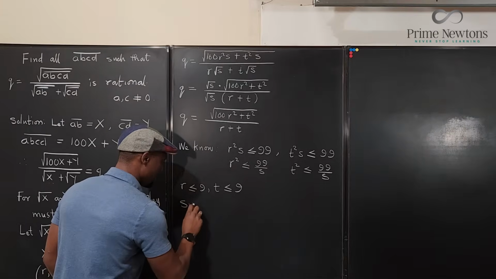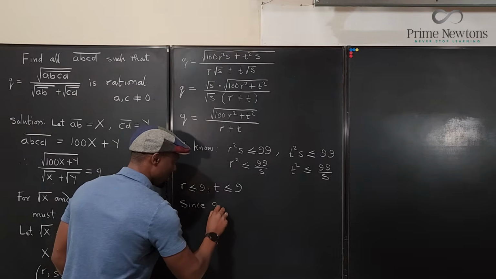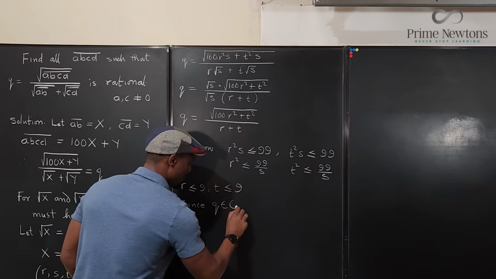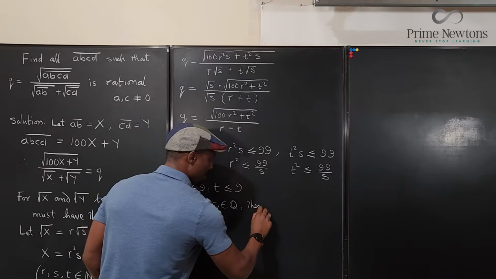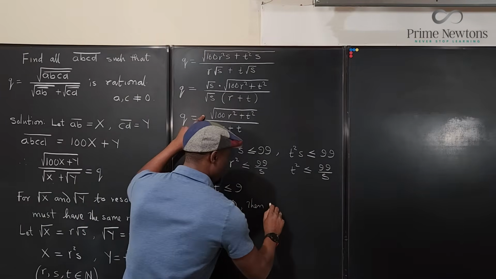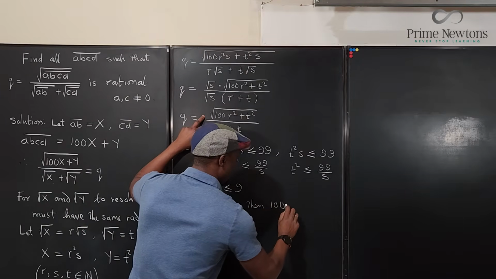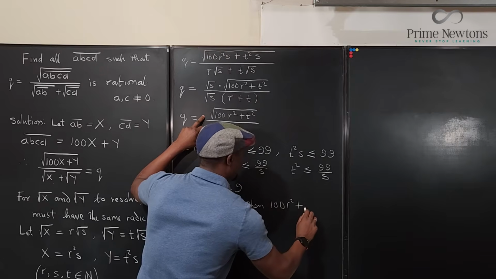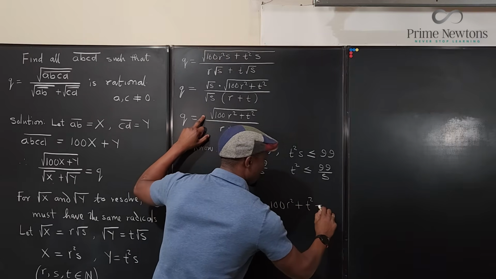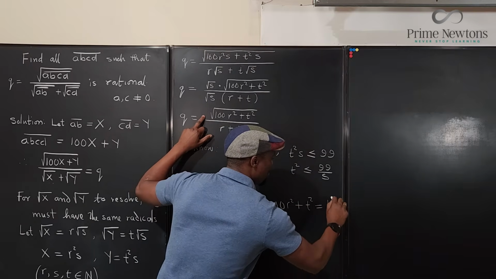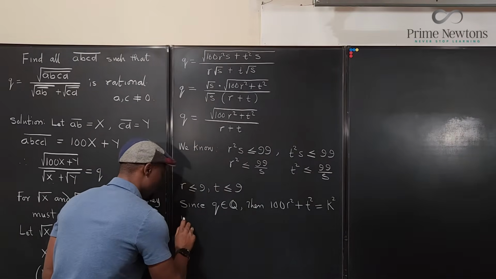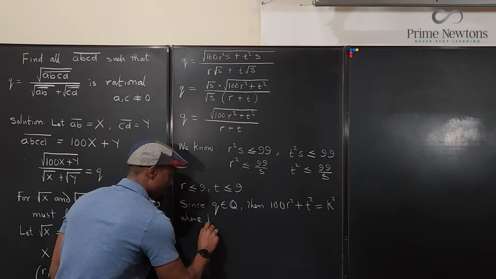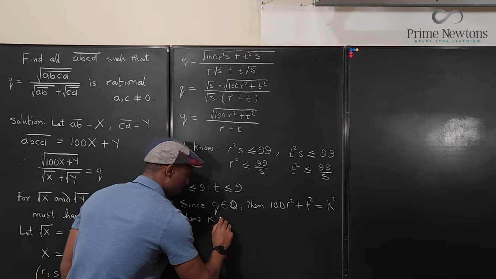Since q is a rational number, then 100r squared plus t squared is a perfect square, where k is an integer.